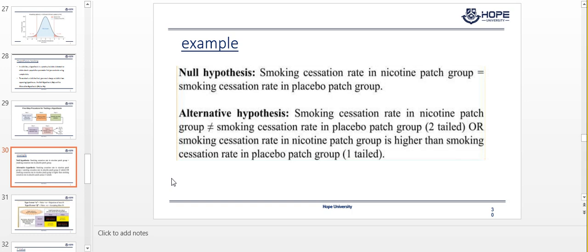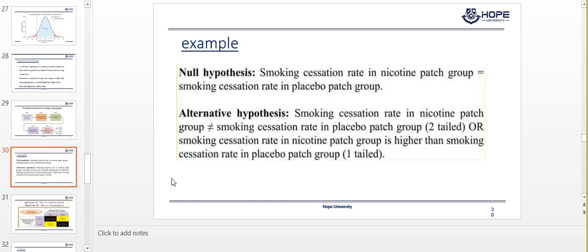For example, this is a null hypothesis example, and this is an alternative hypothesis example. Smoking cessation rate in the nicotine patch group equals smoking cessation rate in the placebo patch group. For example, this is another hypothesis. I'm saying the rate of smoking cessation for people using nicotine is the same as for those using cigarette-like materials, so both of them are the same.